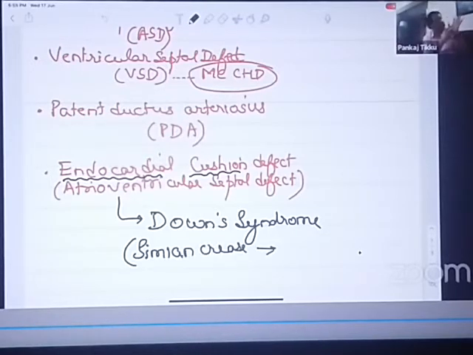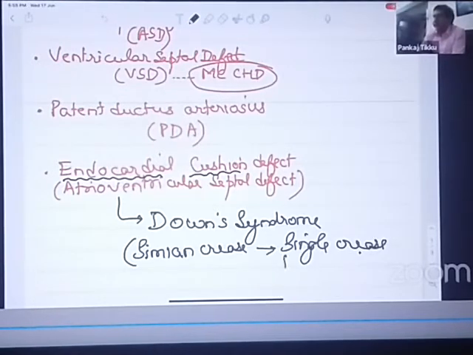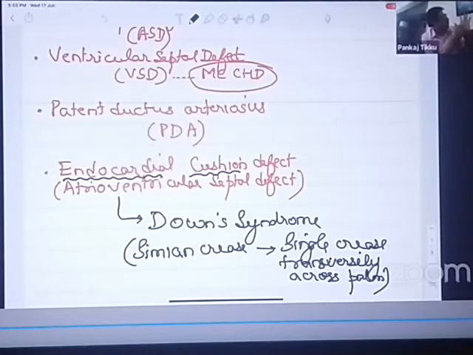What is a simian crease? Now you can see here, normally we have two transverse arches which are running across the palm. In a simian crease, you have actually a single crease which is running transversely across the palm. So unlike these two, there will be only a single crease which is running. It is commonly seen in monkeys. That is why the name is a simian crease.